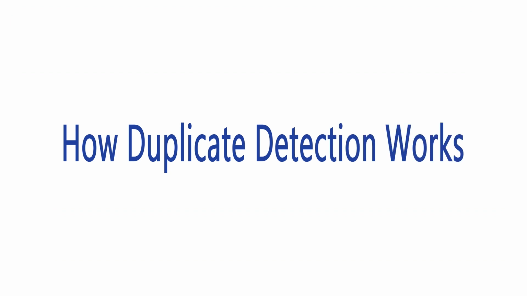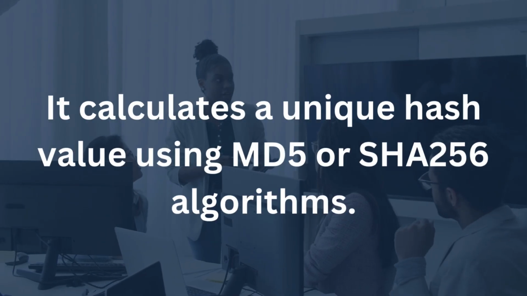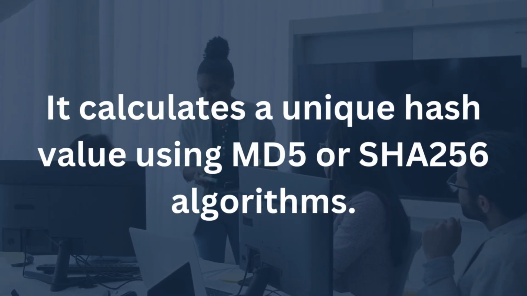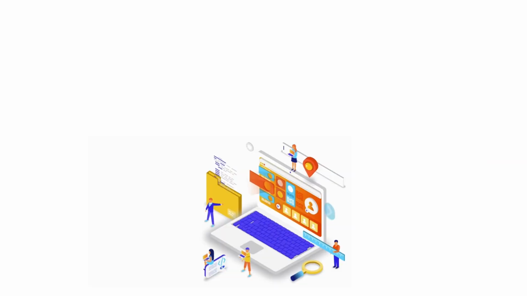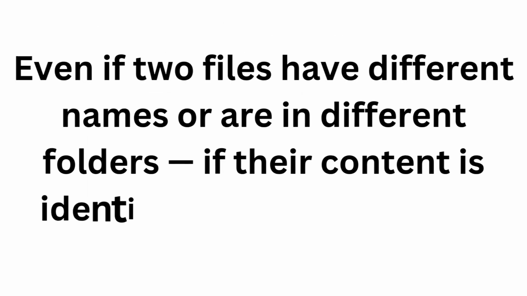How duplicate detection works. The tool reads each file in small chunks. It calculates a unique hash value using MD5 or SHA-256 algorithms. Files with the same hash are grouped together as duplicates. Even if two files have different names or are in different folders, if their content is identical, Softaken will find them.